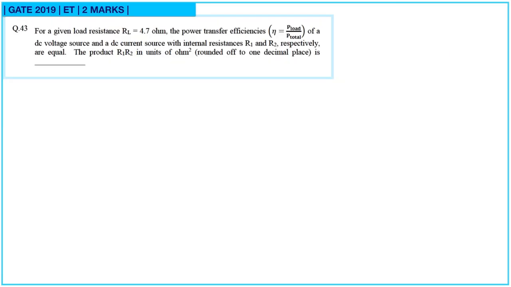Next question, number 43. For a given load resistance RL equal to 4.7 ohm, the power transfer efficiency eta, that is power load upon power total, of a DC voltage source and a DC current source with internal resistances R1 and R2 respectively are equal. The product R1 R2 in ohm square is. We have to solve this separately for the DC voltage source and the DC current source.